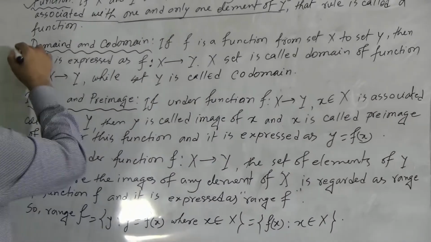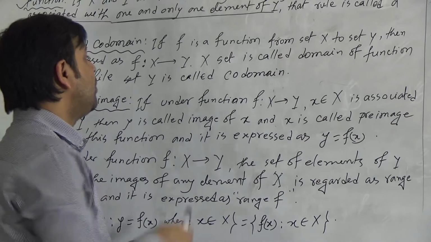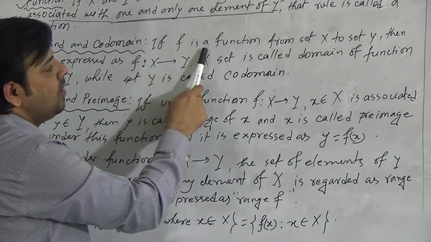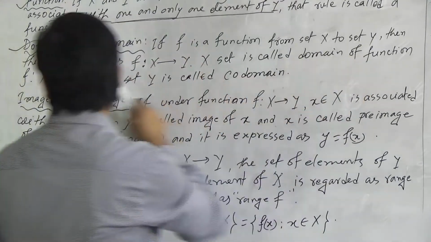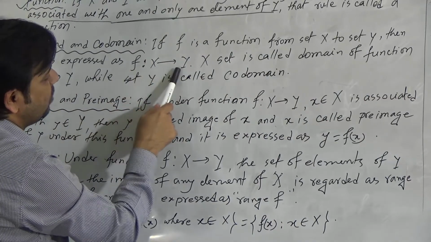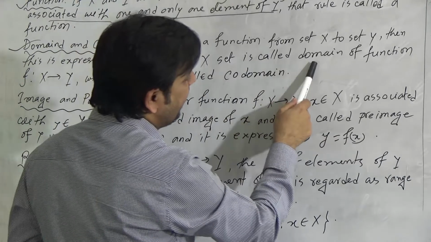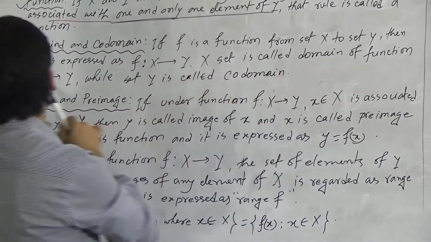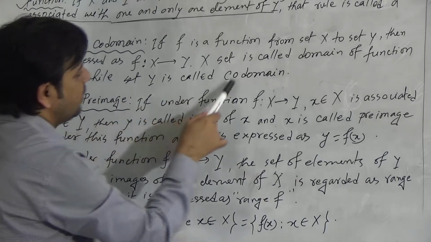Now I will go to the next topic, domain and codomain. Now read the definition. If f is a function from set x to set y, then this is expressed as f is a function from x to y. Set x is called the domain of function f, while the set y is called the codomain.